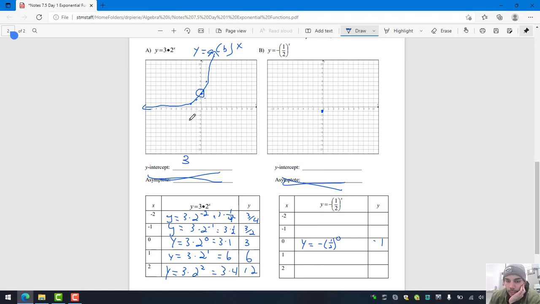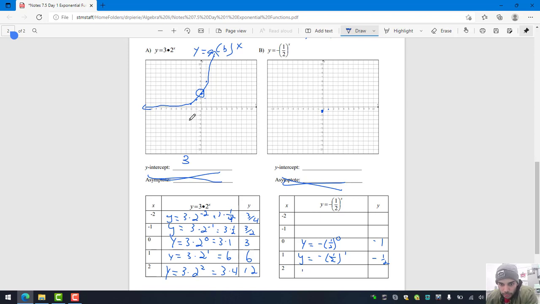Let's keep going. Most of the time, the next easiest number is going to be 1. Let's try it. y is equal to negative (1/2) raised to the first power. 1/2 to the first power is just going to be 1/2, and if I throw a negative in front of it, it should be -1/2. Let's plot it. (1, -1/2) is going to be right here. 1 unit to the right, half a unit down, like so. And then let's get one more going to the right.